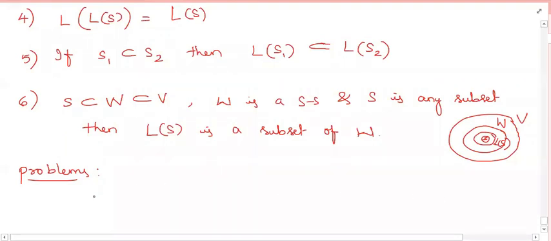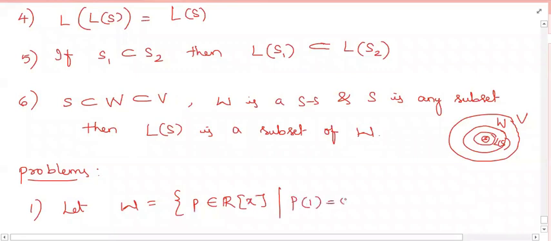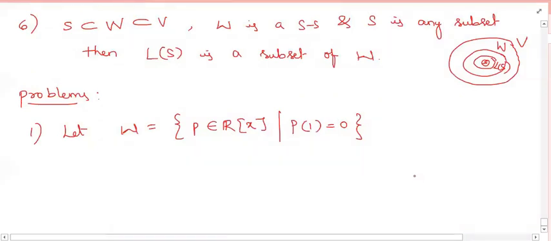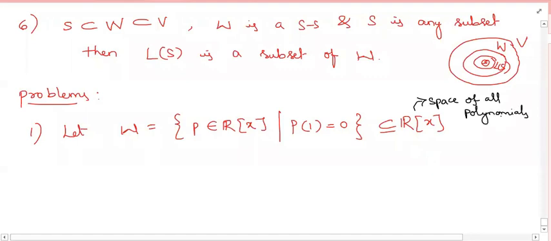One, let W equal to the set of P belongs to R of X such that P of 1 equal to 0. Then here we are taking usual operations. It is a subset of R of X, but it can be equal also with use R. What is R of X? Do you remember? It is the space of all polynomials. This is the standard notation I am using. Okay, space of all polynomials.